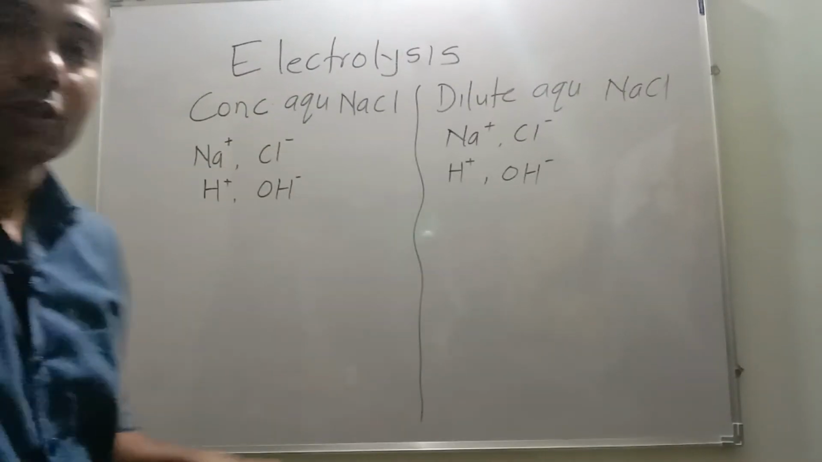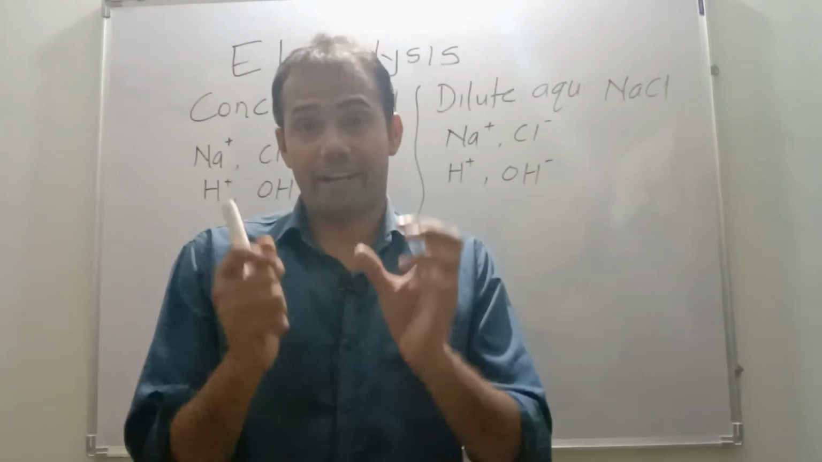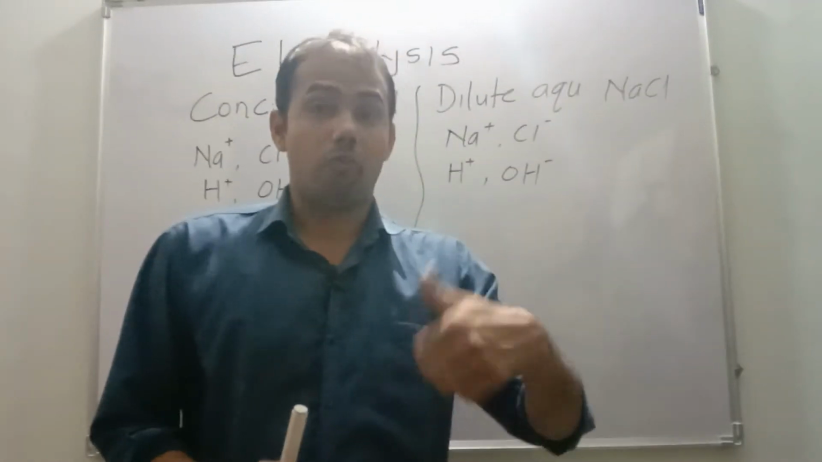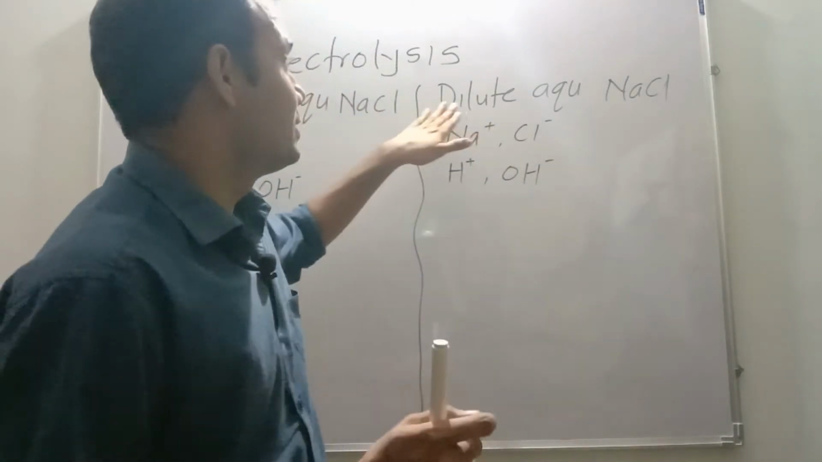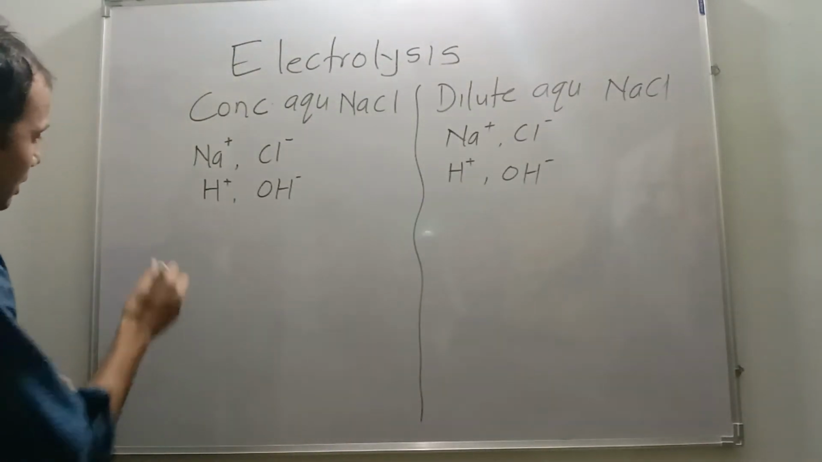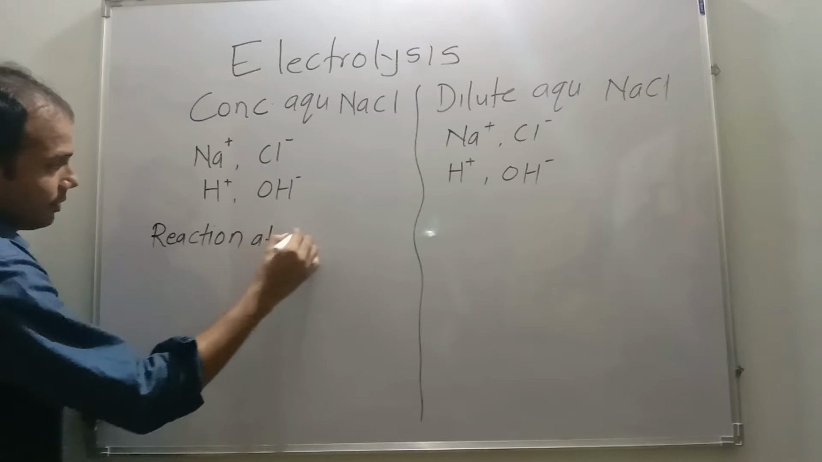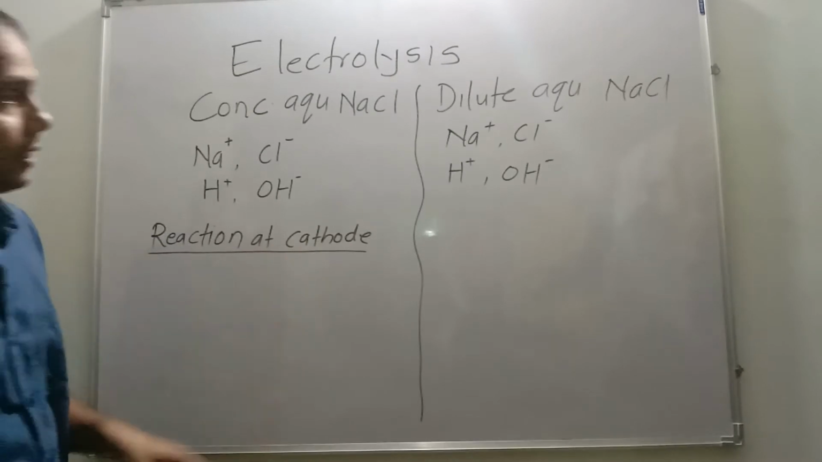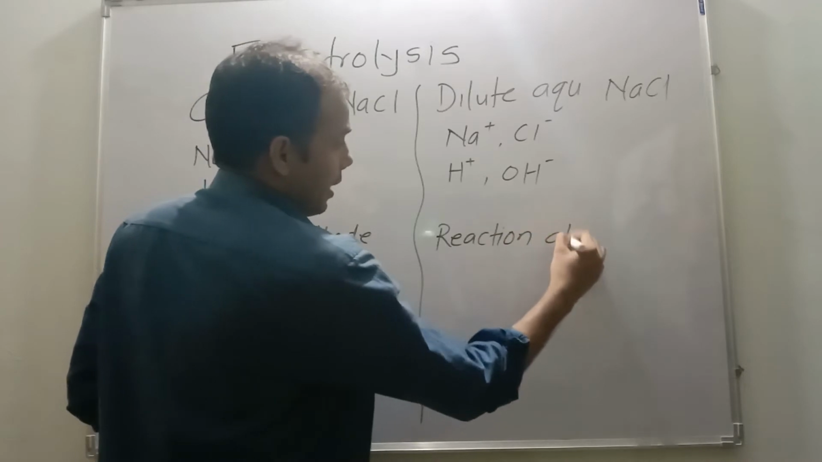But in the case of concentrated aqueous NaCl, there is more solute, there is more NaCl present in water. And in the case of dilute aqueous NaCl, there is more water, but the solute, that is NaCl, is less. That's why this is a dilute solution. So now I will write down the reaction at cathode, and in the other case, the same way, the reaction at cathode.